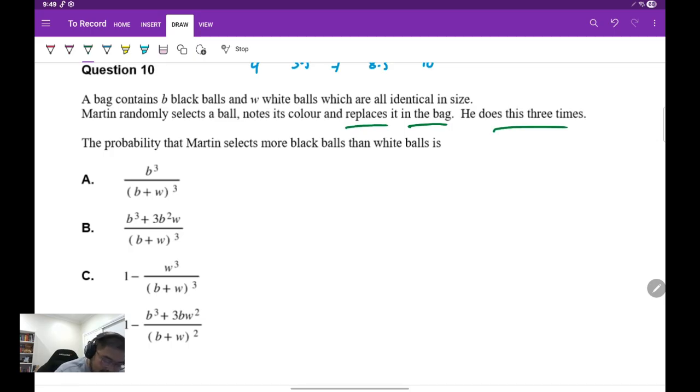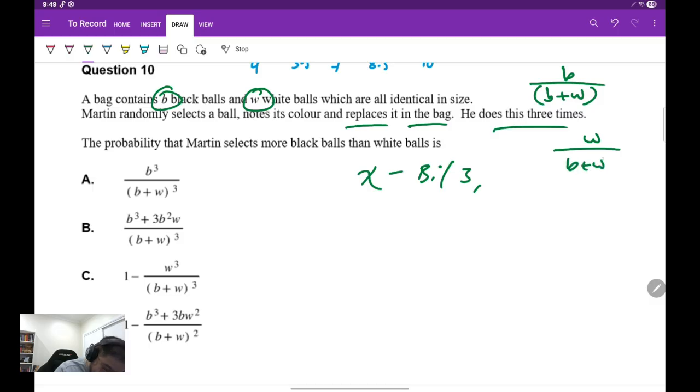We can say X is a binomial distribution, and he does this 3 times, which means it's a sample of 3. And the probability of success is, okay, so how many balls are there in total? B plus W balls, and the black balls is B over B plus W, and the white balls is W over B plus W. So in this case, which one do we want to label as success? The success is the black balls. In this case, we'll say the success is B over B plus W.